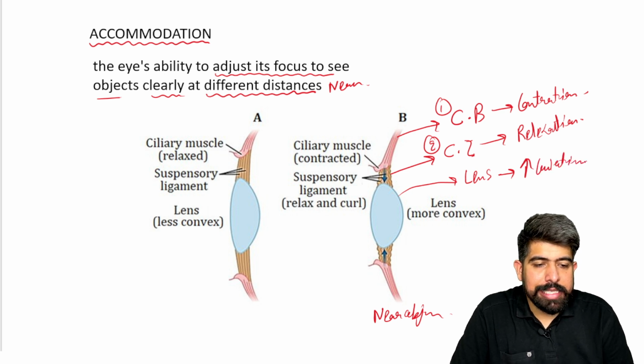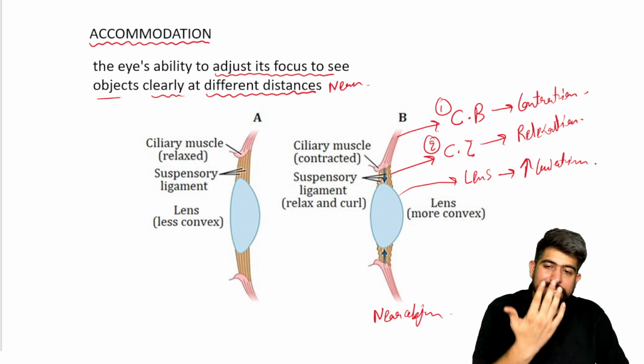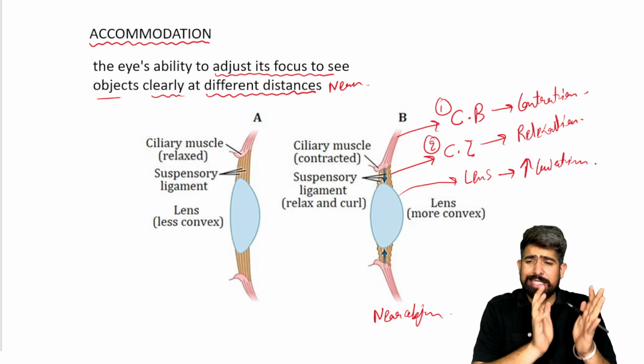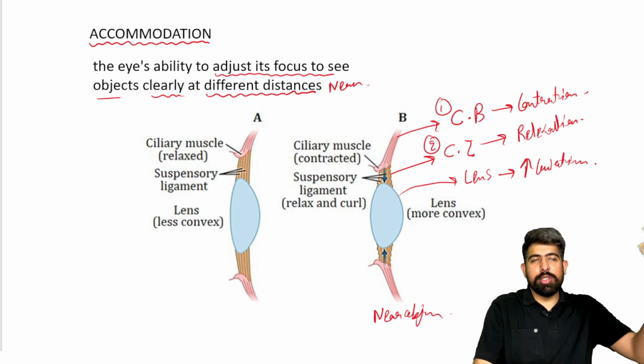As it increases the curvature, your lens power will increase, and you can clearly see the near object. But this is the near object, and now, from the near object, suddenly I want to see the far object.